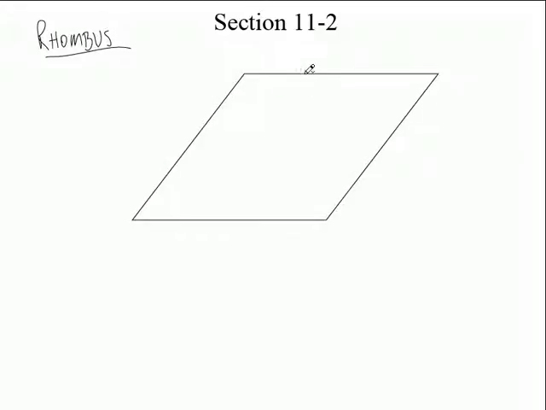Not every rhombus is a square or a rectangle. Is this a square? Is it a rectangle? No. So you can't say the rhombus is a rectangle or a rhombus is a square. Okay, but you can say a rhombus is a what? Parallelogram.